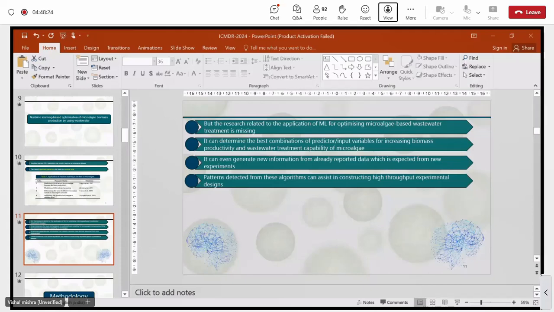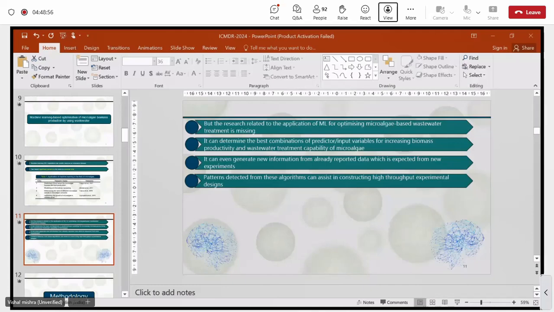It can even generate new information from already reported data, which is expected from new experiments. So the already reported data guides us for performing the new experiments in the right way. This actually saves our time and money. Now, patterns detected from these algorithms can assist in constructing high-throughput experimental designs. The designing of the experiment is a very critical part of research. If my design is right, in very few experiments I will get the right answer. If my design is wrong, then I may not get the appropriate answer.